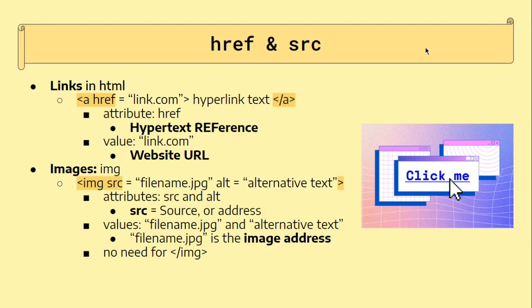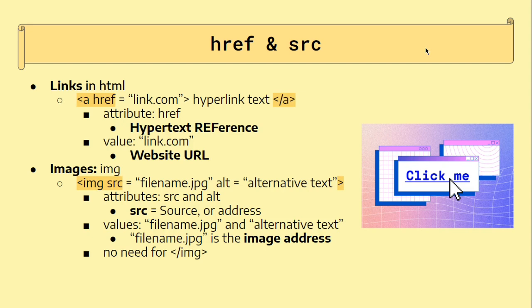Let's review images and links. For links, you will need to use tags around href equals link.com, and then a closing tag with just a. Link.com is the URL to any website that you want to link, and the hyperlink text is what you want the text to say. For inserting images, you will need to use tags around img src equals filename.jpg alt equals alternative text. For images, you do not need to use a closing tag.